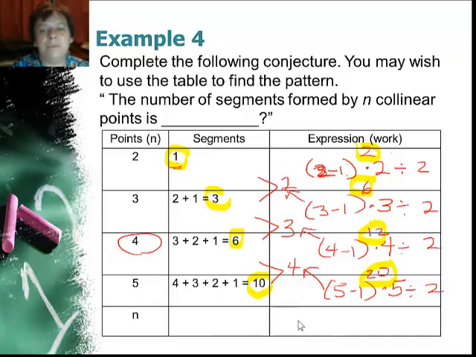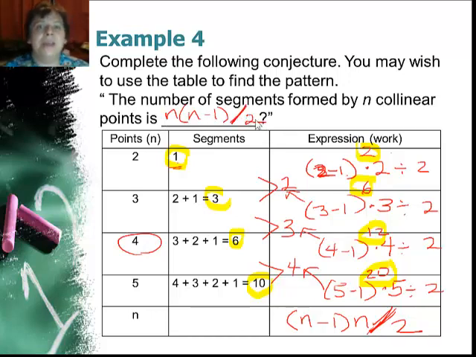So that means my rule is going to be n minus 1 times n, divided by 2. So the number of segments formed by n collinear points is n times n minus 1, or you can switch them, it's okay, commutative property, by the way, divided by 2.